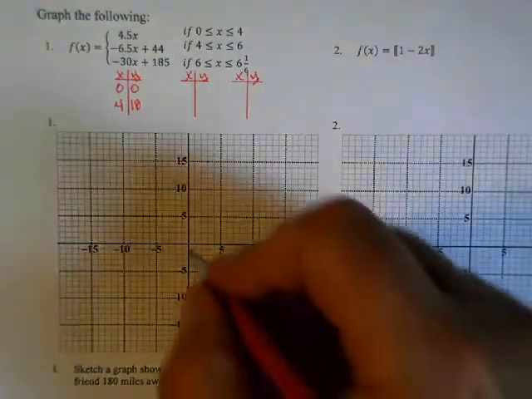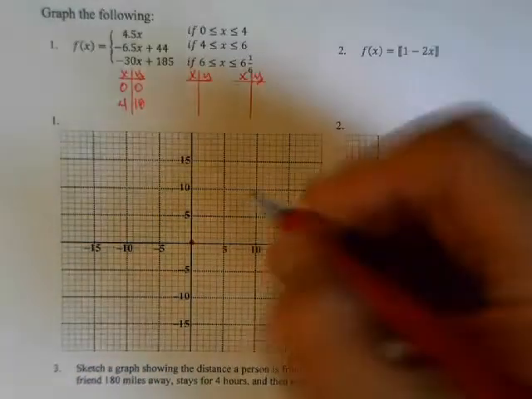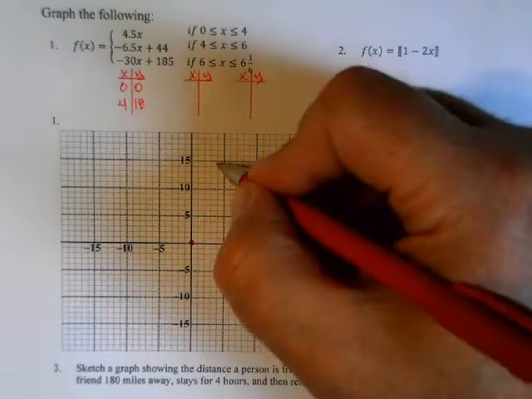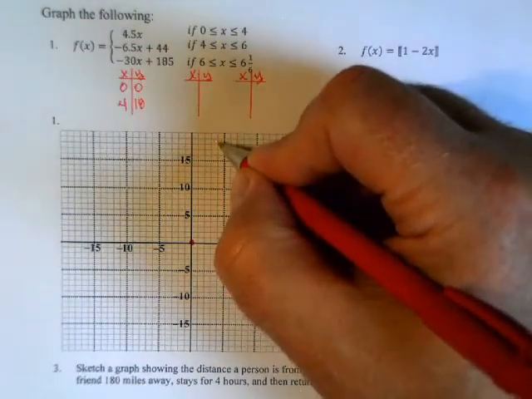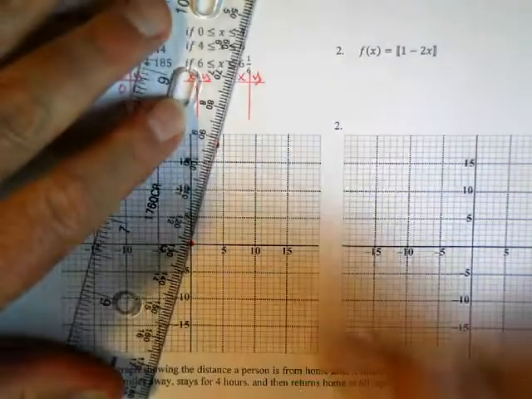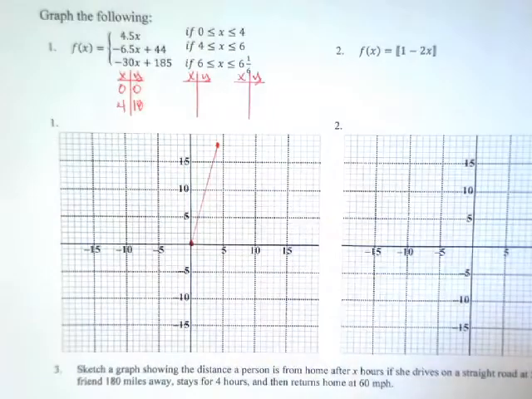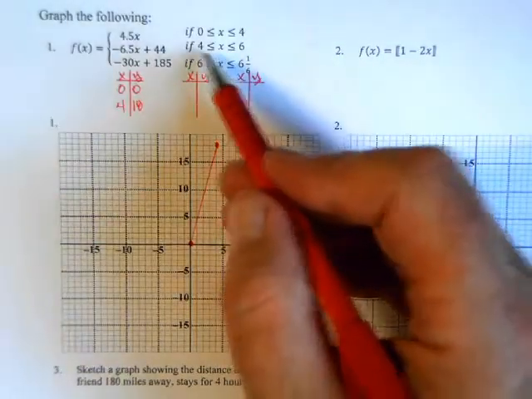So I'm going to start here at 0, 0. And then at 4, I'm going to go up to 1, 2, 3, 18. So that's the first part that I have graphed. But that's just 0 to 4. Okay, in the next one, plug in 4.